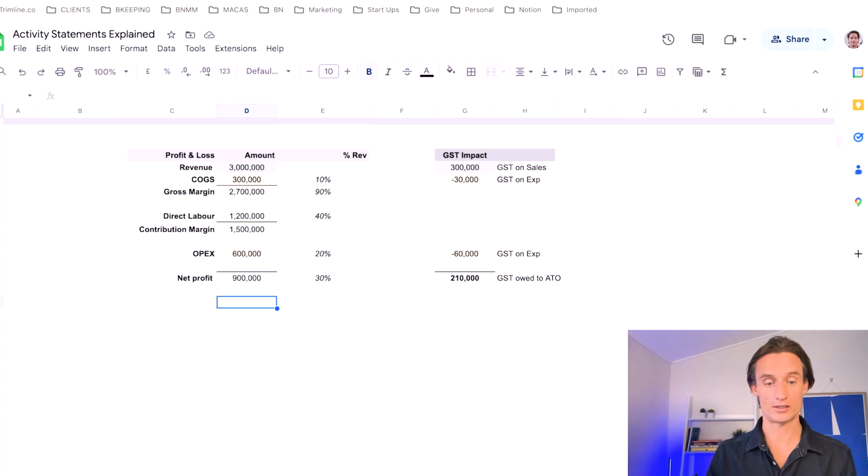So that's step number 1, GST. You collect some on your revenue, you pay some on your expenses, you net them both off, and either you are owed money to the ATO or they owe you. Fairly simple. So that's step 1.